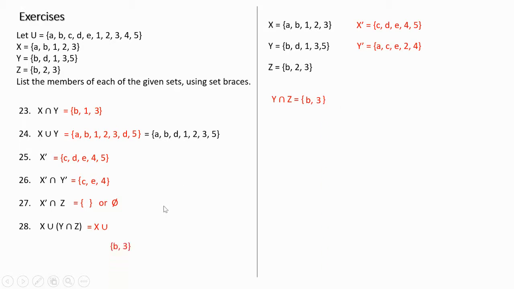So now that goes here, and we start with the union. Remember the union? We put everything in X first. You see X is A, B, 1, 2, 3. And then we go to the intersection, which was B and 3. Is B already there? Yes, it is. Is 3 already in here? Yes, it is. So this is my answer. The set X will be my answer.